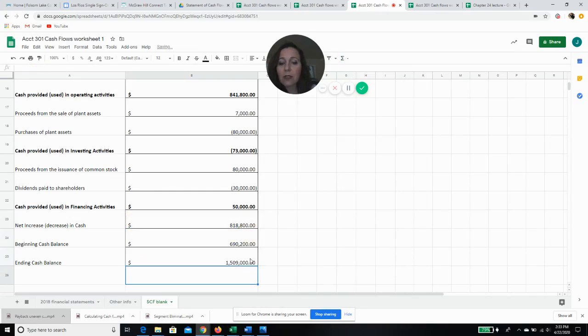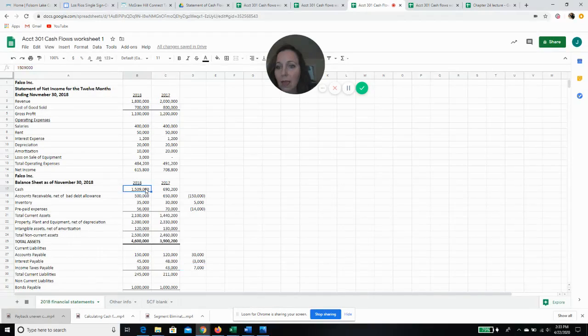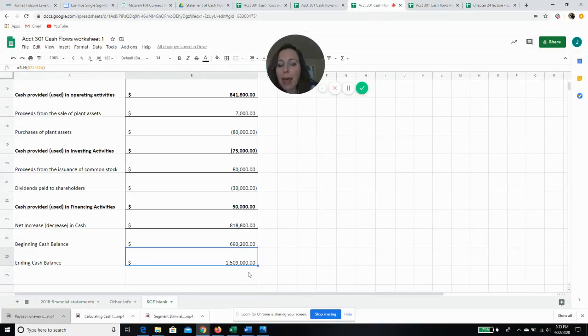So if I have done this correctly, my ending cash balance for 2019 should be $1,509,000. And look at that, it is. So my statement of cash flows balances, I've reconciled what happened to cash.